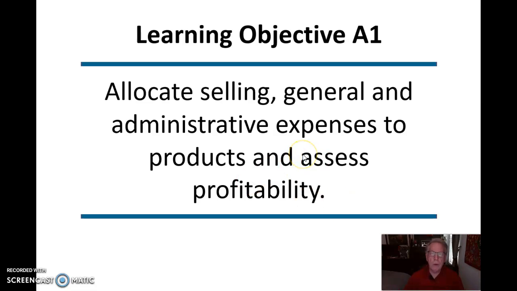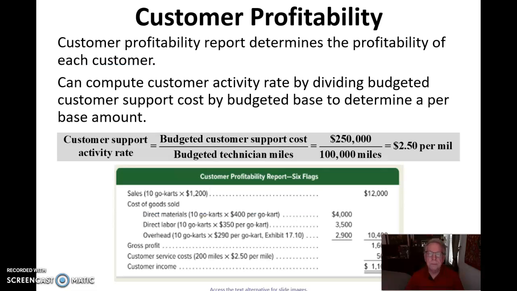So now, what do we do with those costs that are below the gross profit line? And when we're below the gross profit line, we're talking about operating costs. And those are generally divided into selling and general and administrative expenses. And here, we're going to look at how we allocate those to products and assess profitability. So don't get confused on this. This is not going to go into cost of goods sold. This is below the line, being the gross profit line.